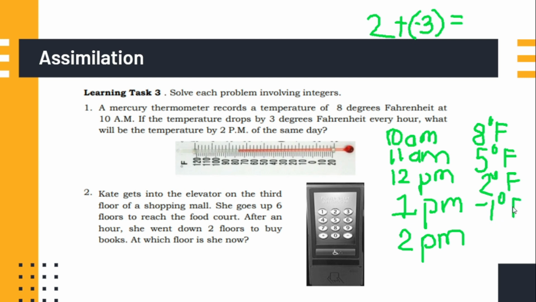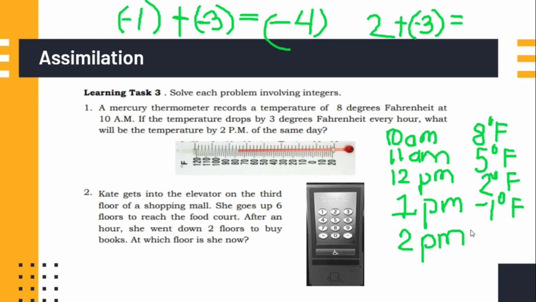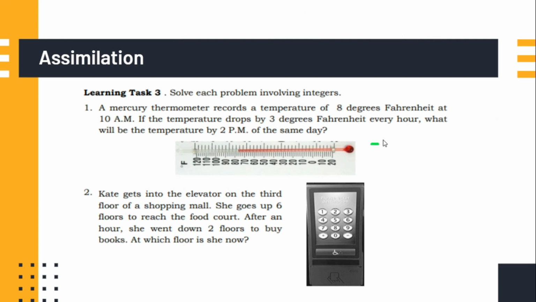Next naman is pagdating ng 2 p.m., magma-minus na naman tayo kasi nagda-drop siya ng 3 degrees Fahrenheit every hour. So, sa negative 1, negative 1 minus 3. Okay? Is equal to what? So, stay si negative 1, si minus natin magiging plus, si positive 3 natin magiging negative 3. So, negative 1 plus negative 3, that's equal to negative 4. Therefore, we have negative 4 degrees Fahrenheit pagdating ng ating 2 p.m. Okay, that's the answer.